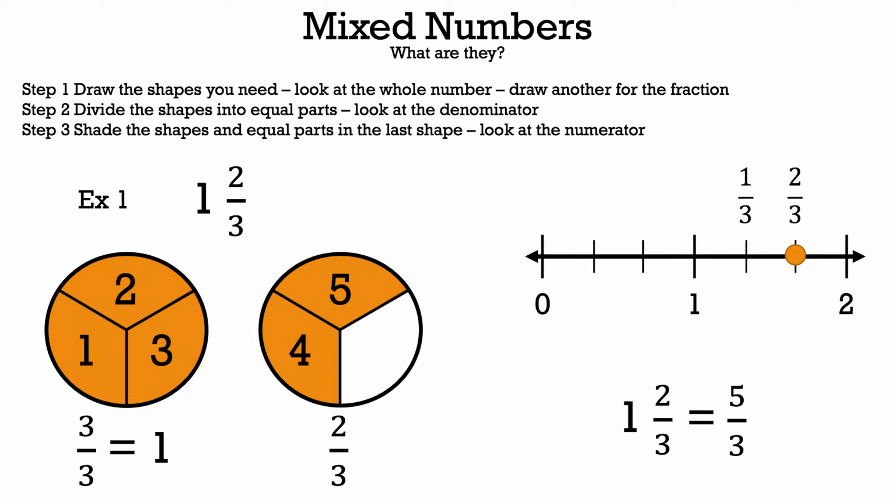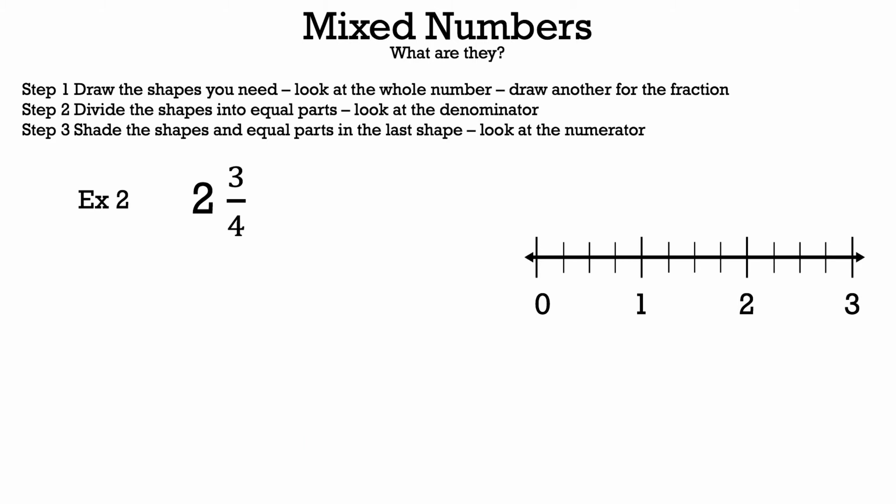Okay, now let's see if it's the same on the number line. So let's start at 0, and let's count by thirds. So we have 1/3, 2/3, 3/3, which is the same as 1, 4/3, and 5/3. As you can see, 5/3 is the same thing as 1 and 2/3. So let's take a look at example 2.